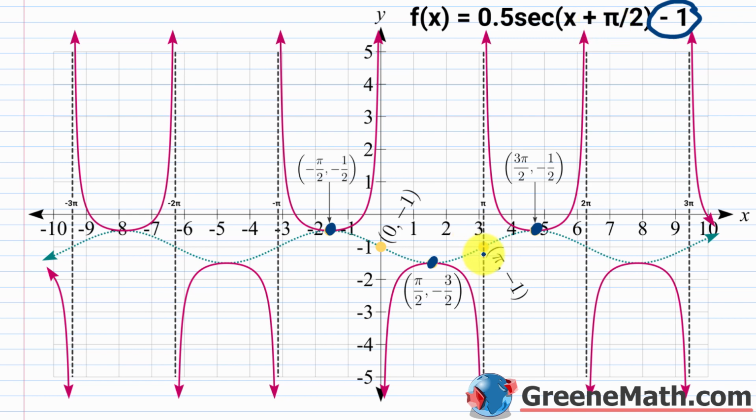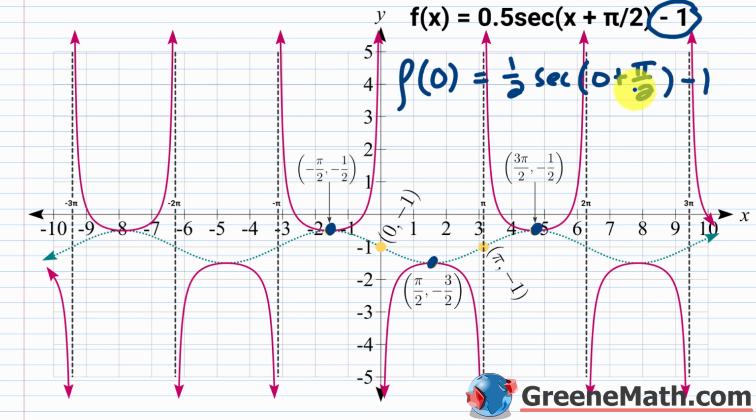For this one, when you plug that in, once you go through this, you're going to get 3 pi over 2. So you're going to get undefined in each case. Let me show you that. So f of, let's say you plug in a 0, you get 1/2 secant of 0 plus pi over 2 and then minus 1. So 0 plus pi over 2 is pi over 2. So the secant of pi over 2, we know that's undefined.